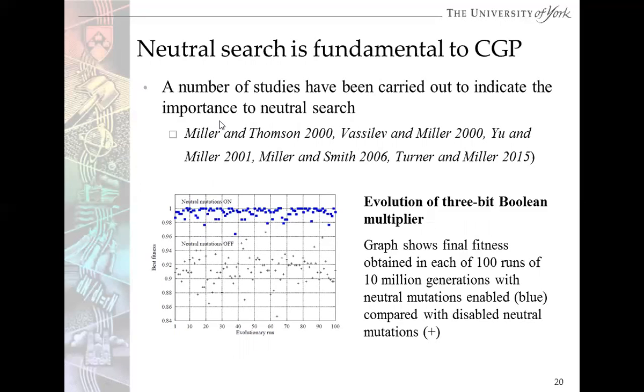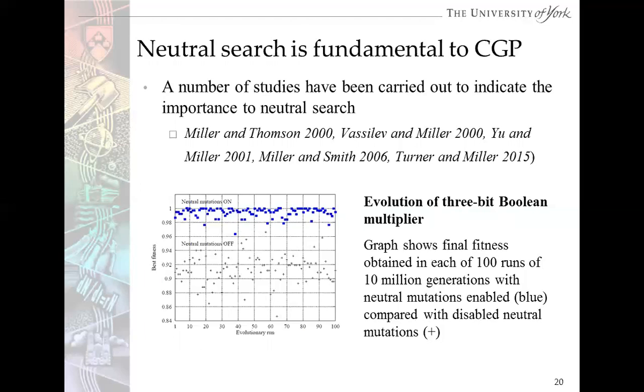Neutral search is fundamental to CGP. So when mutation does not cause a change in fitness, genotypes can drift in the genotype space. This is actually called neutral drift. Indeed, neutral drift is recognized as important in biological evolution, principally through the work of Motoo Kimura. And over the years, there have been various studies showing that neutral search is extremely important to CGP. The graph in this slide shows this very well.